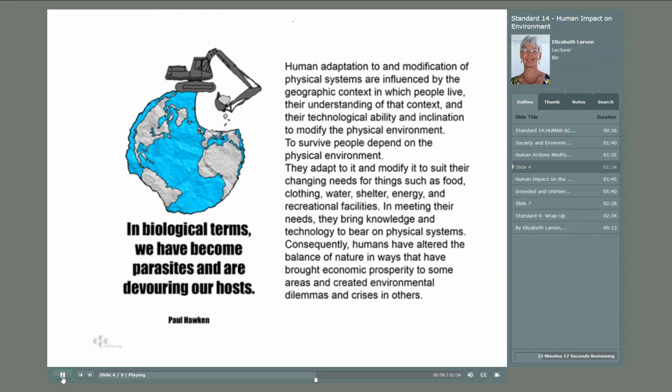In this slide, we see Earth being devoured by a machine. The tagline reads, "In biological terms, we have become parasites and are devouring our hosts." This quote is from Paul Hawken, who wrote the book The Ecology of Commerce. In his book, Hawken focuses on the environmentally degrading aspects of current industrial and business practices. However, at the same time, he argues that businesses can adopt new practices to promote environmental regeneration and restoration.